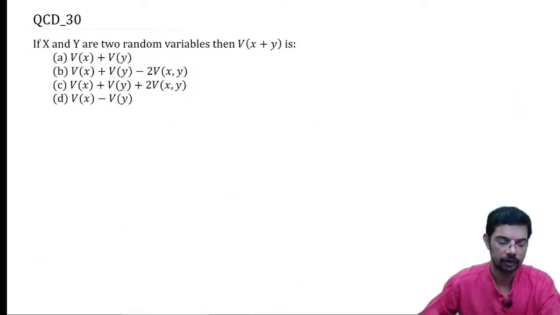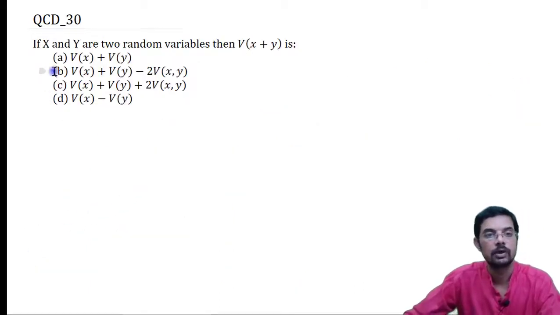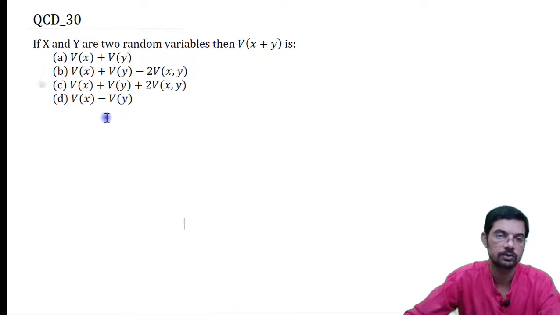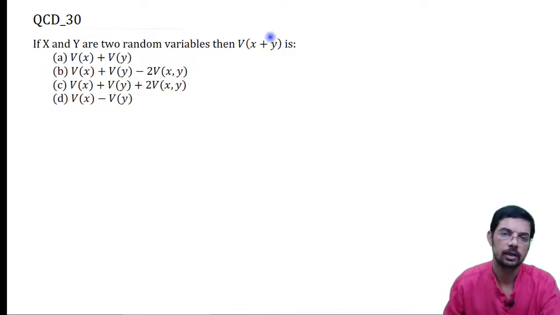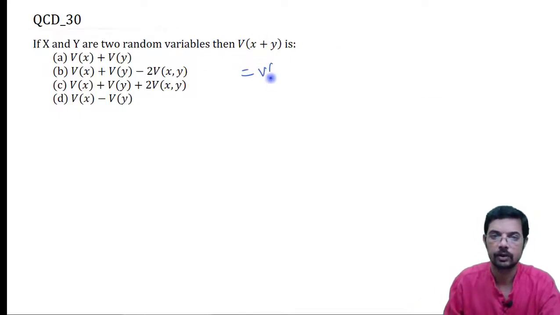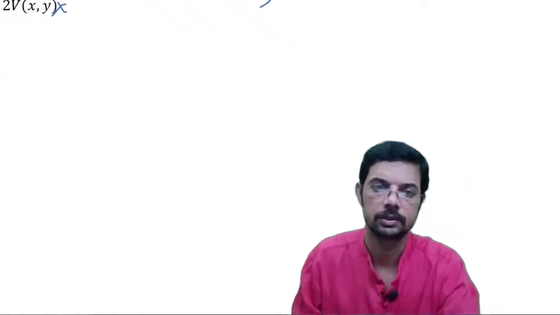Question number 30, the final question for this video. If x and y are two random variables, then V of x plus y is given by which of the following? We already know that V of x plus y is equal to V of x plus V of y. So option A is the correct answer, not the others.